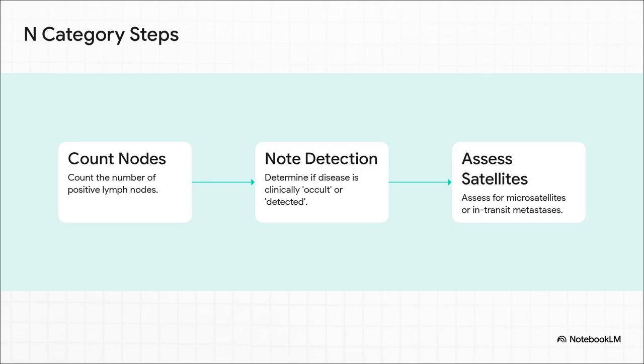Second, how did we find them? Was it clinically occult disease, or was it a lump the patient could feel? And third, are there any of those microsatellites we talked about? The answers to those three questions give you your final N category.